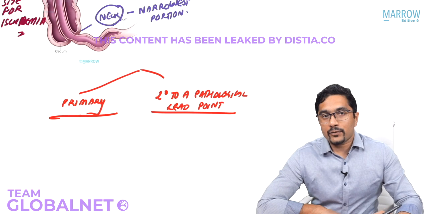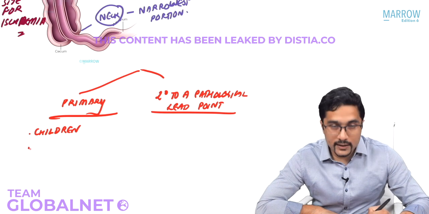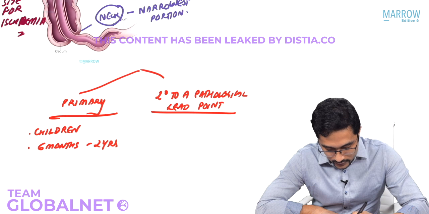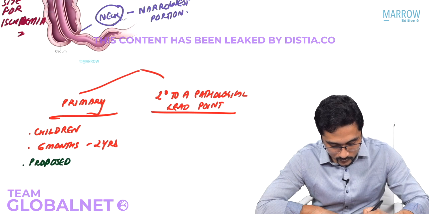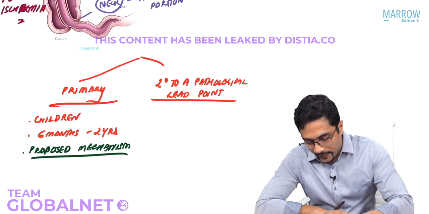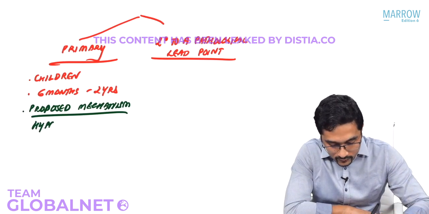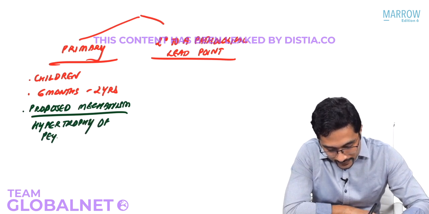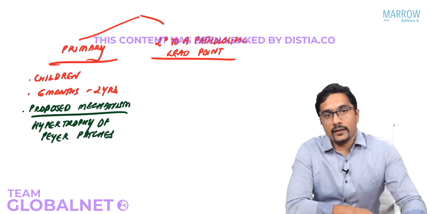So primary intussusception is usually seen in children between 6 months to 2 years of age, and the proposed mechanism behind primary intussusception is hypertrophy of the Peyer's patches. As the immune system is developing in these children, there can be hypertrophy of the Peyer's patches, which is the lymphoid tissue present in the bowel, and that can trigger intussusception.